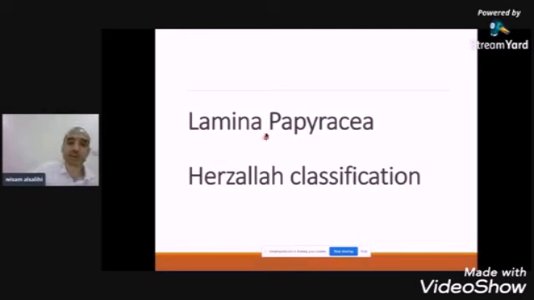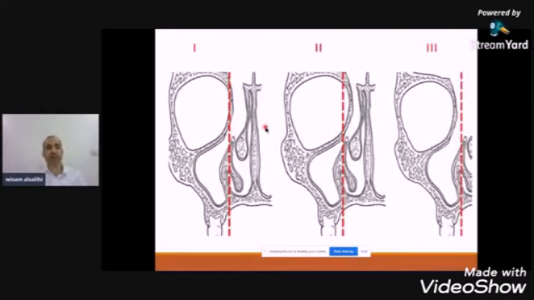Lamina papyracea is classified by Keros into 3 types. Type 1 is when the lamina papyracea lies at the same level as the osteomeatal complex. Type 2, when it lies medial to the osteomeatal complex, and type 3, lateral to the osteomeatal complex. Type 2 is more dangerous during ethmoidectomy, especially the anterior approach. You will injure the orbit if you don't remember this classification or you don't read the CT carefully.